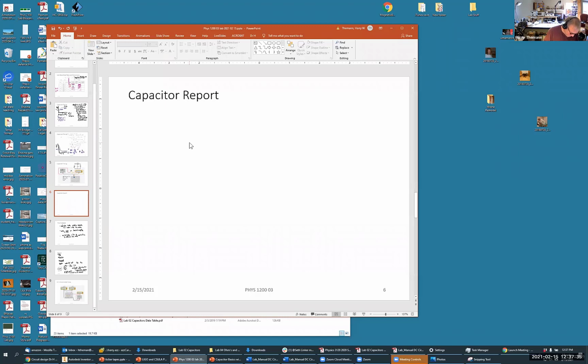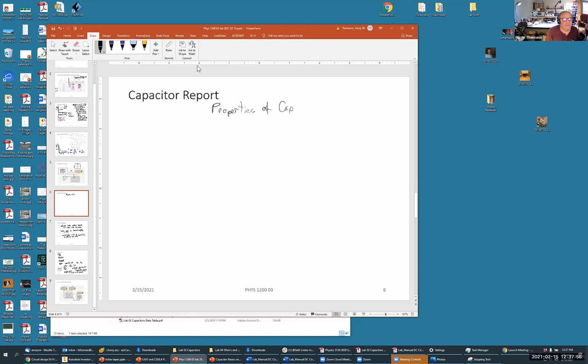Went into power saver mode. So there we go. Draw. Okay, so let's see. Yeah, let's come up with, I think, properties of capacitors. Properties of capacitors. So we got an intro, huh?